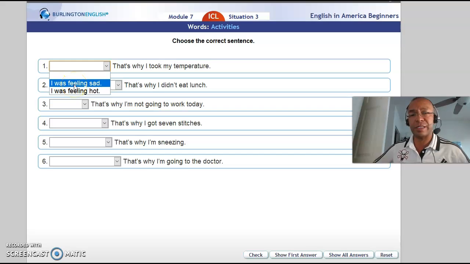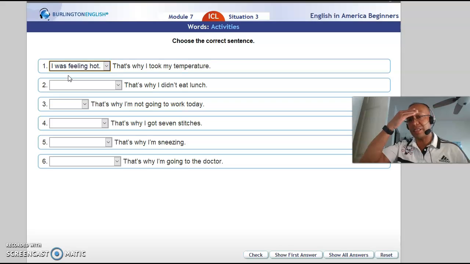I was feeling sad, or I was feeling hot. That's why I took my temperature. The correct answer, yes, you got it. I was feeling hot. When you feel hot, you take your temperature to see if you're ill, if it's not a symptom of something, of a cold or anything else, right? Or the flu.